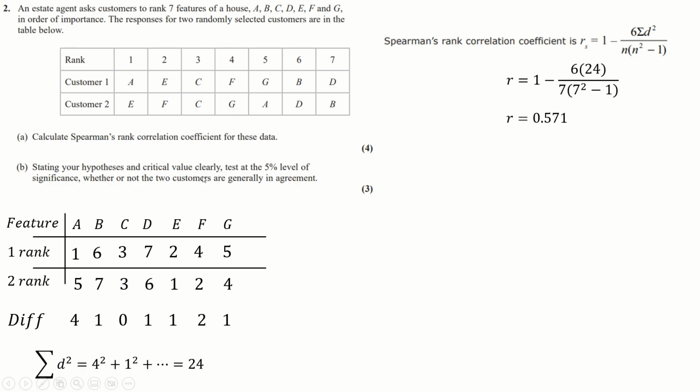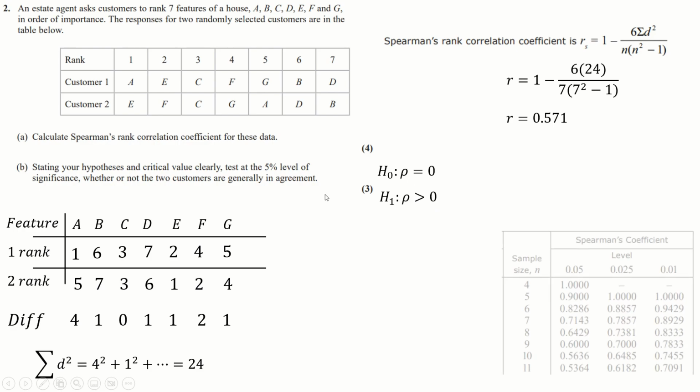And then stating your hypothesis. So, of course, H0 is rho equals 0. H1 is rho greater than 0, because it says whether or not they are in agreement. So we want some positive correlation, essentially, between them, or association between them, maybe.